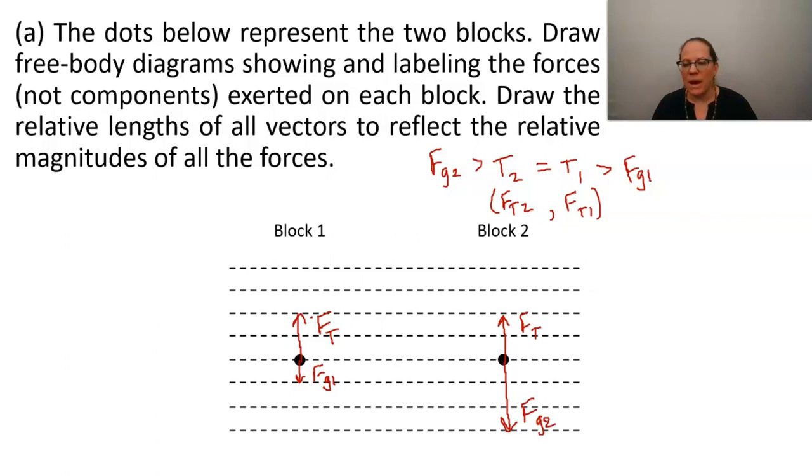And so a quick note about how this was scored. The scoring guidelines show that we're going to get 1 point here for showing that the tensions have the same length. And we're going to get another point here for showing that the weight of block 2 is greater than the weight of block 1.